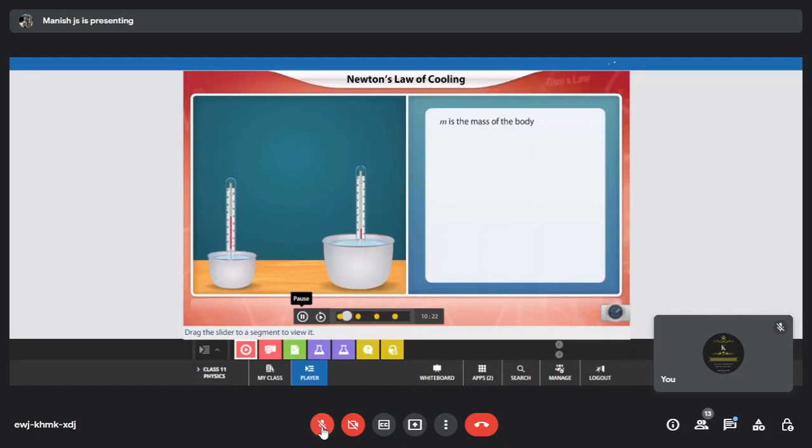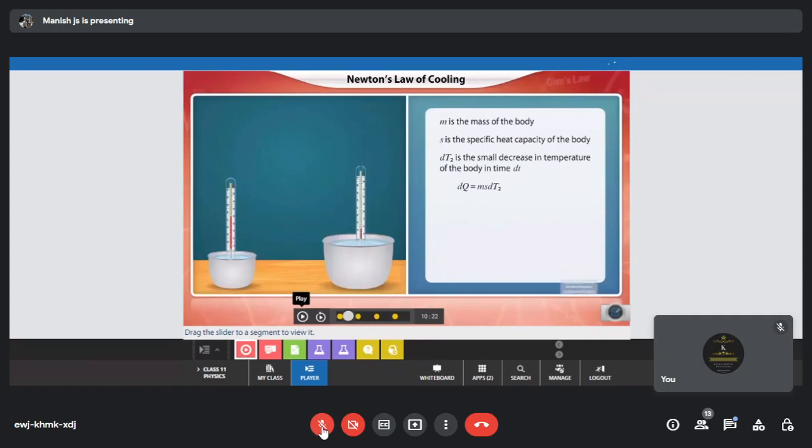Let M be the mass of the body, S be its specific heat capacity, and dT2 be the small decrease in temperature of the body in time dt. The heat lost by the body is expressed as shown.